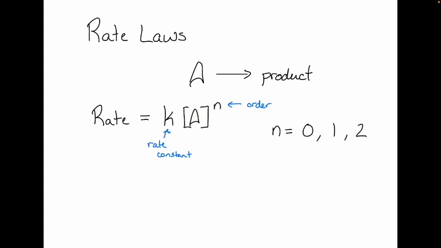So our goal is, given some data, we're going to go out and perform some experiments and collect some data. We want to be able to figure out what the order and what the rate constant is for a given reaction. That's going to be our goal, to analyze a data set here and figure out what the order and the rate constant is for a given reaction.